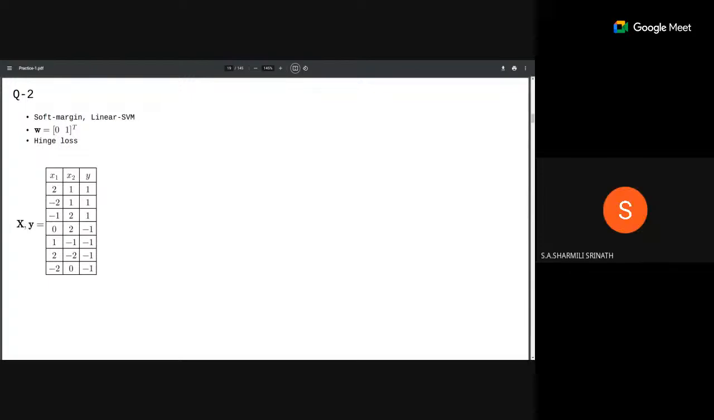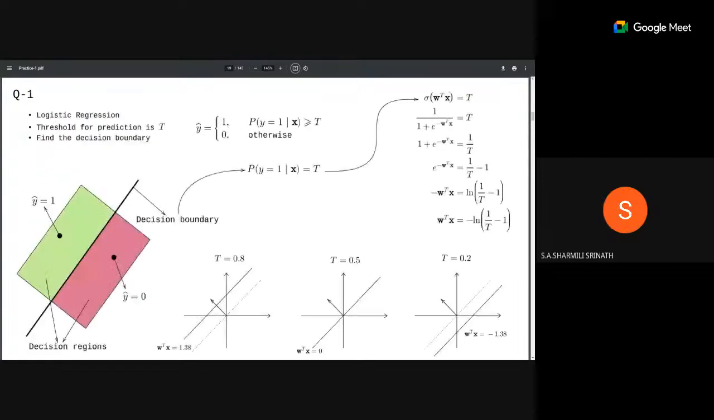Sir, sorry to interrupt, just one question on the threshold. Will there be any chance that the threshold can be equal to 1? Because the natural logarithm of 1 by t minus, if you go by that formula, it is going to be infinity, right? Correct. Good point. So that will never happen, right? If your threshold t is 1, with this sigmoid function, when will the sigmoid function be equal to 1?